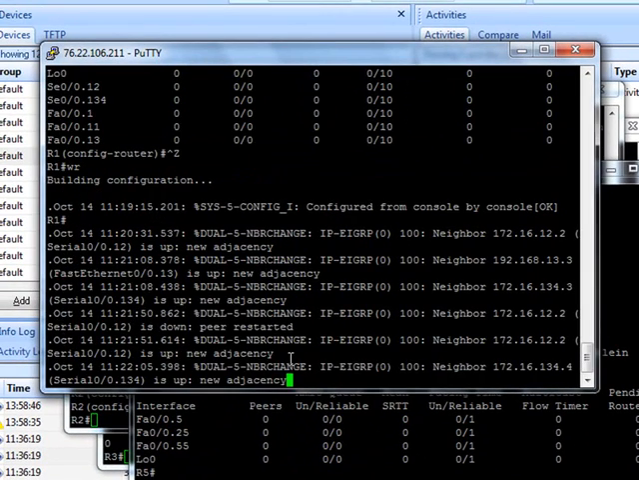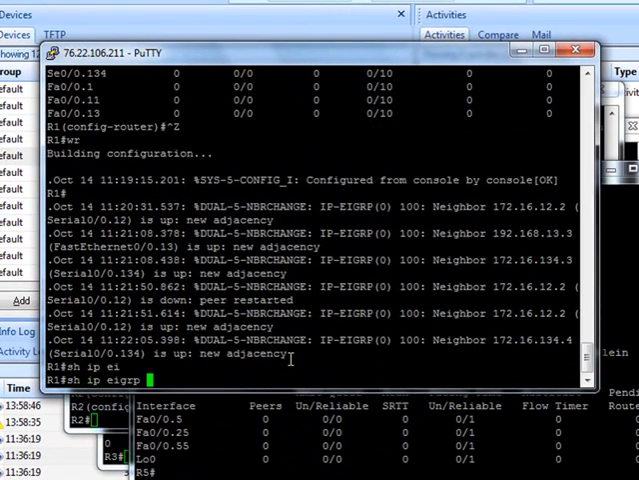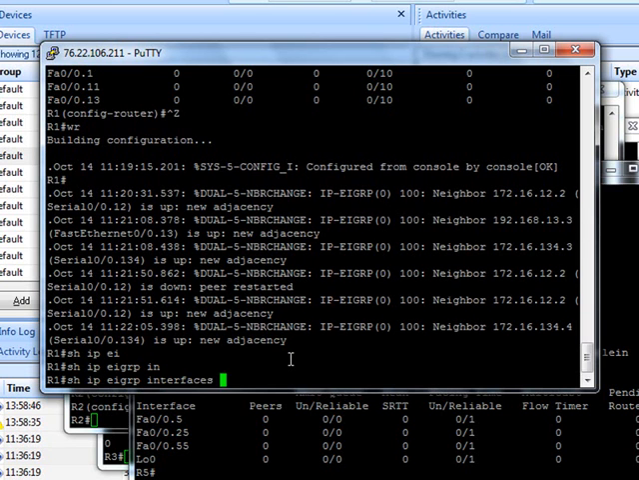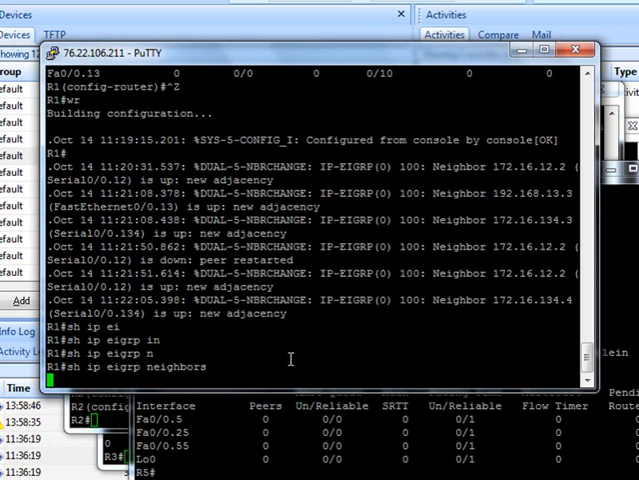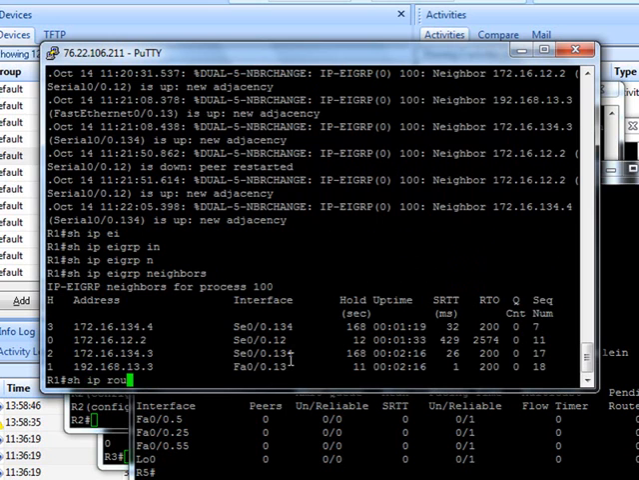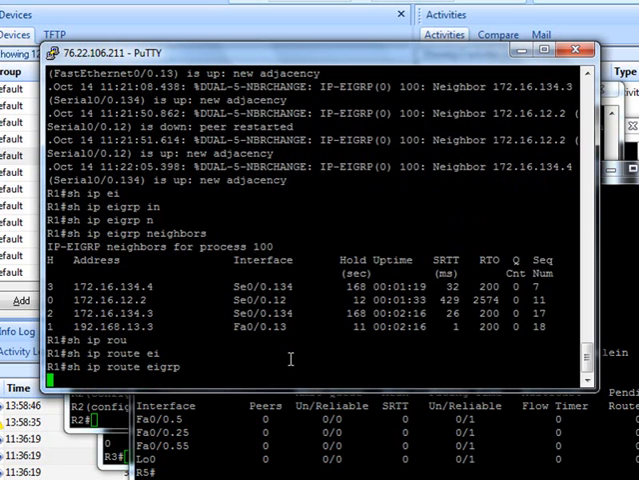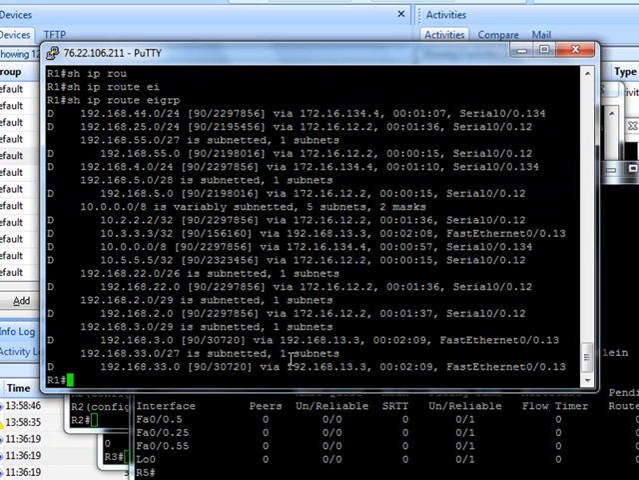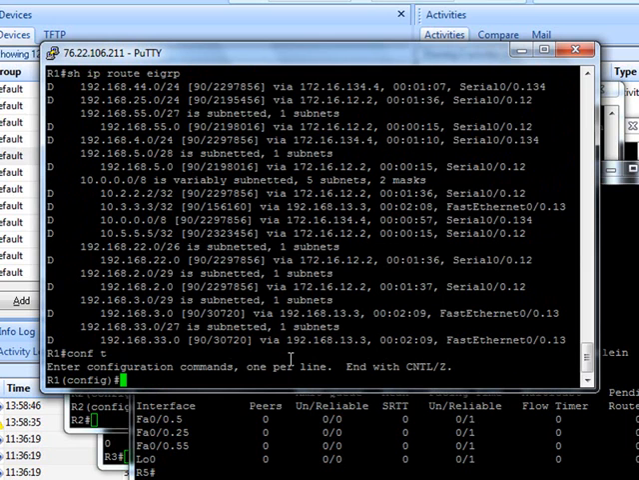Now if we go back to R1, show IP EIGRP interfaces, neighbors. Show IP route EIGRP. And there we go, we've got a very impressive routing table. So let's just go ahead and do the bandwidth configuration we talked about.